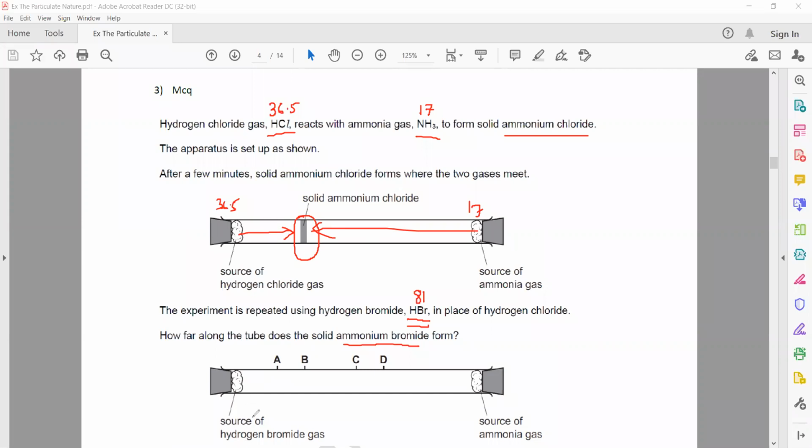But now you're using hydrogen bromide. Hydrogen bromide is heavier. So when the gas is heavy, it will move much slower. So which position will they likely react? So the likely position they will react is A. Is it clear to everyone?